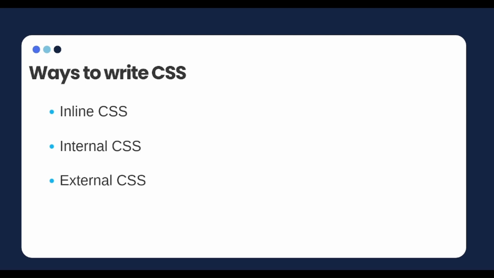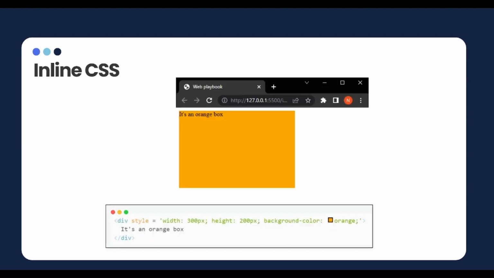So there are three main ways you can write CSS. First is inline CSS, then internal CSS, and external CSS. Firstly, you have inline CSS, where you can style the elements directly within the HTML tag. For example, here we have styled the element directly within the div tag.